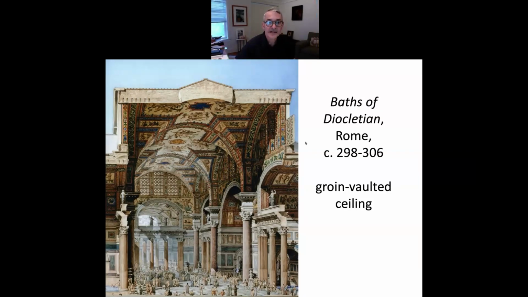You can see the decorative ornament they included, and they really enjoyed covering all the surfaces with fresco and mosaic. So they painted it. Some of it is mosaic. But up on the ceiling, the walls and the ceiling and the vaults, those are painted.